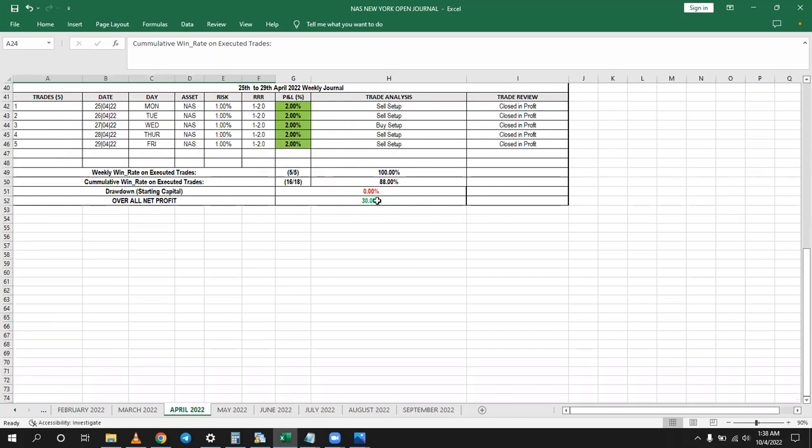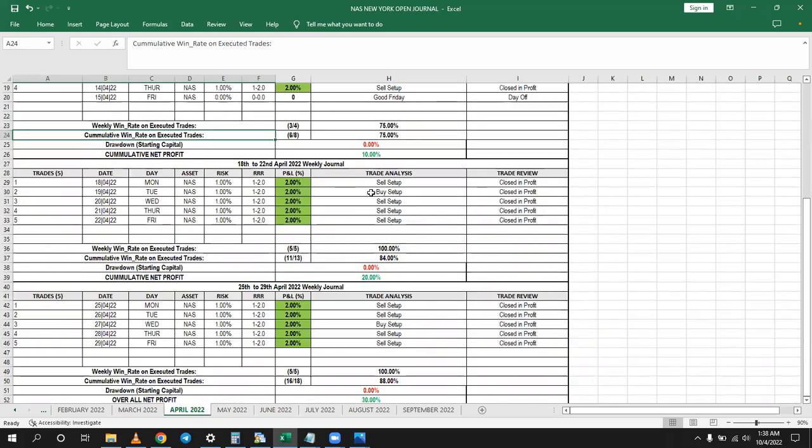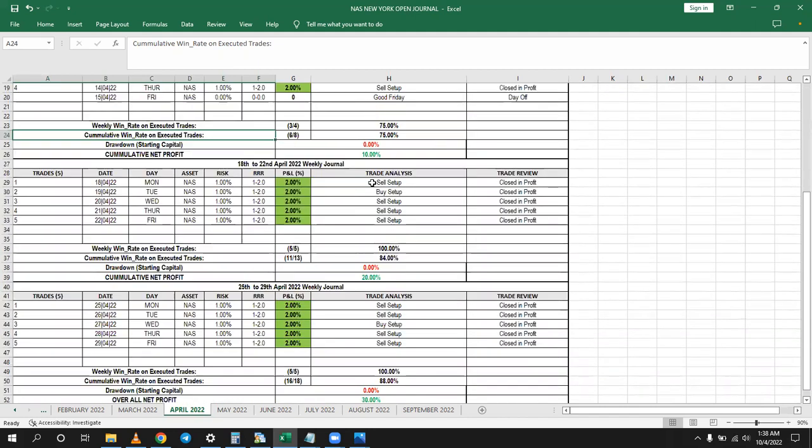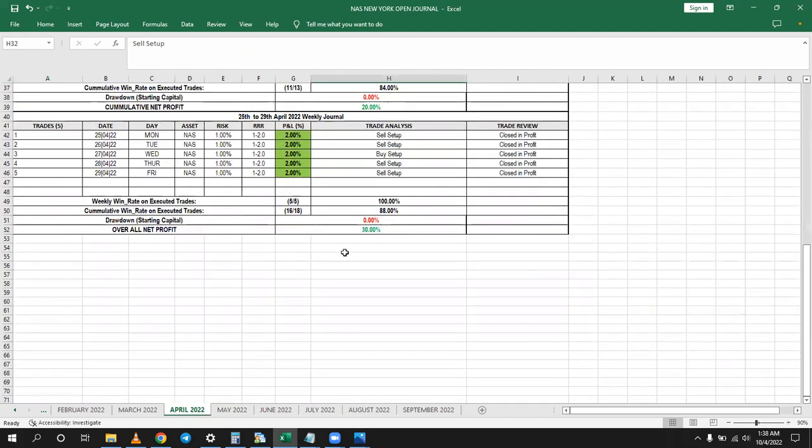April, we had 30% net profit with an 88% win rate. As you can see, we had 2 losses for the month based on the data I critically extracted, right? Without any bias. Because with the markets, you can't fool the markets. You have to be accountable to yourself because you're dealing with money.